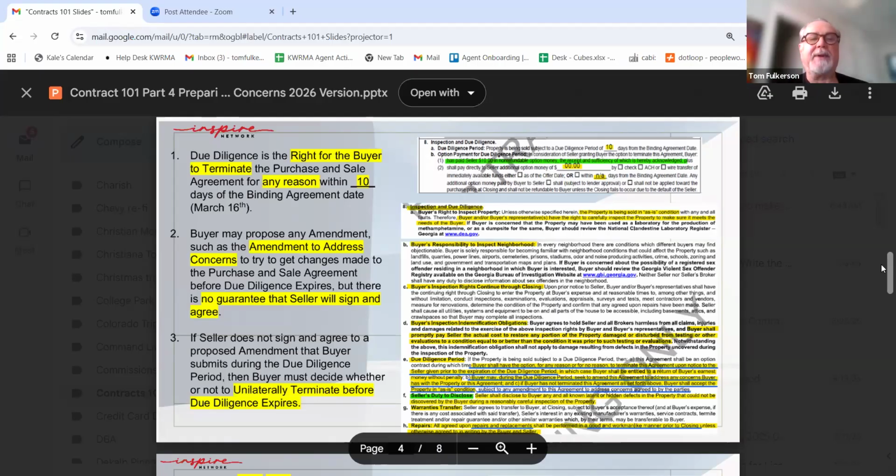During that time, the buyer may propose any amendment, such as an amendment to address concerns, to try to get changes made to the purchase and sale agreement before the due diligence expires. But again, there is no guarantee the seller will sign and agree. So if the seller does not sign and agree to a proposed amendment that the buyer submits during the due diligence period, then the buyer is going to need to decide whether or not to unilaterally terminate before the due diligence expires. And all of that is highlighted here for you on the right side of the screen.